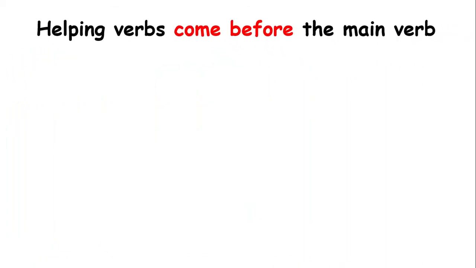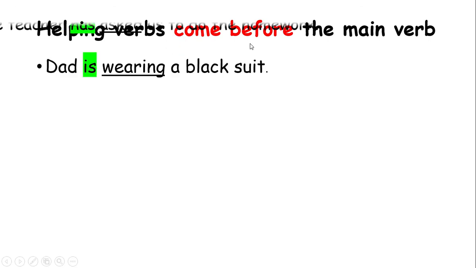We have some examples here for the helping verbs. And of course, the helping verbs come before the main verb. Dad is wearing a black suit. Wearing, to wear, is the main verb, what dad is doing in the sentence, and is is the helping verb. Why? Because it helps us to know when the action happened. It means in the present time, it happens now.